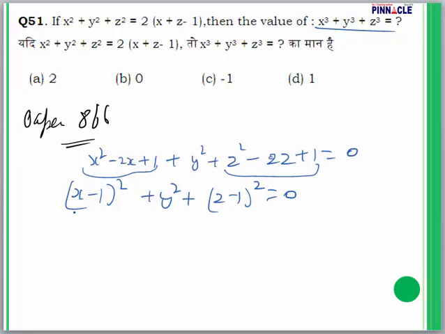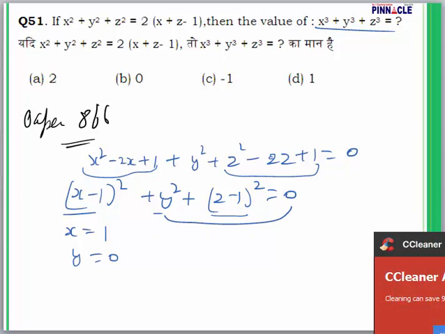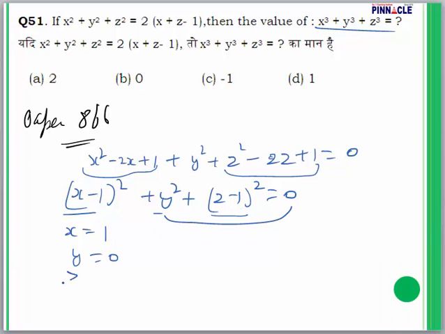From this expression you can clearly find that x is equal to 1, because x minus 1 whole square is equal to 0. If you put the value 1, it will be 1 minus 1, that is 0. And here y is equal to 0, and z is equal to 1.